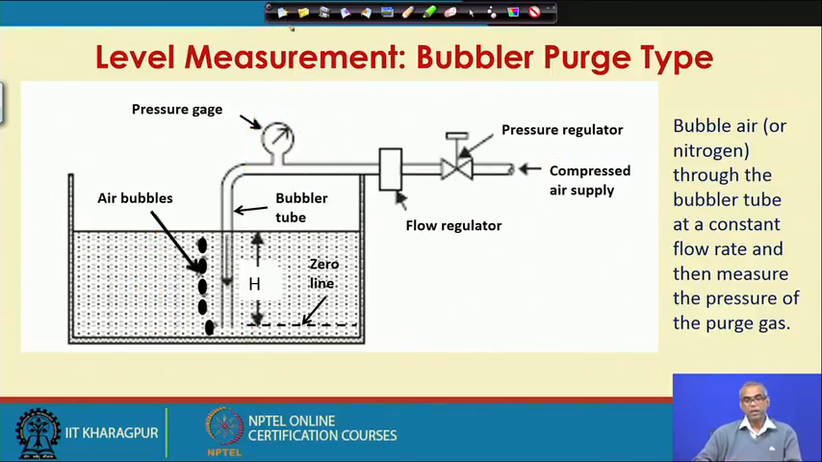The advantage of this bubbler type gauge is that it can be used to measure the level of liquids containing slurries or dirty liquid. So, bubble air or nitrogen through the bubbler tube at constant flow rate and then measure the pressure of this purge gas. Purge gas is the compressed air or nitrogen that I am passing through this bubbler tube.